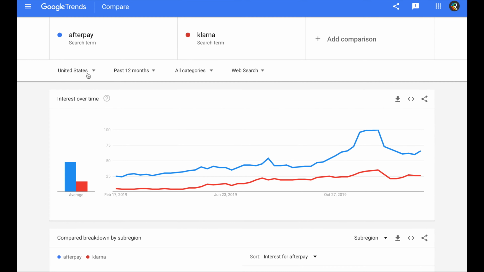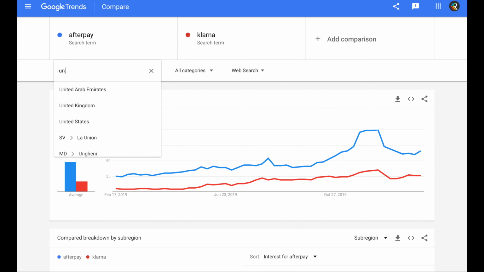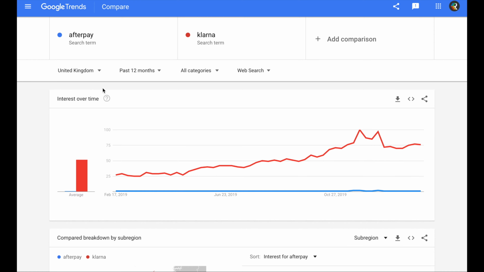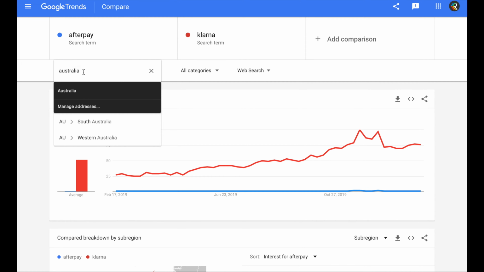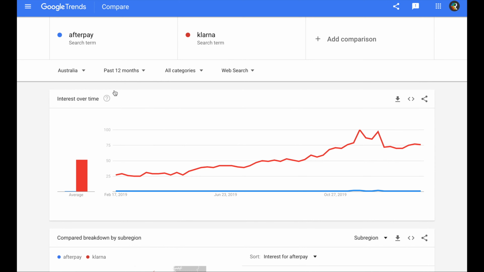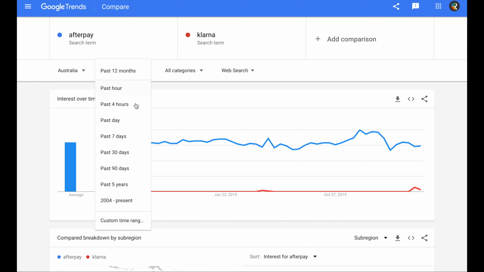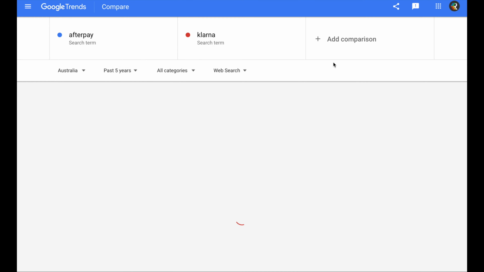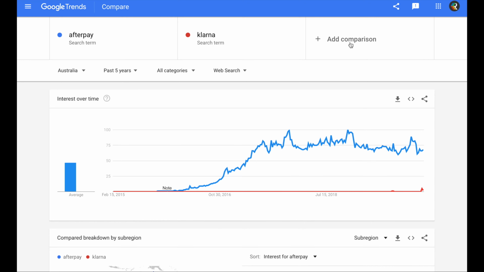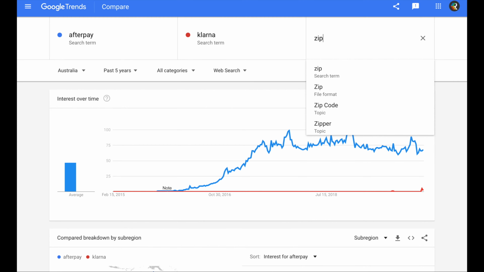So this is in the United States. If we go to the United Kingdom, which is where Klarna is from, and Afterpay has tried to grow recently, you can see that Klarna is far more popular. If we come into Australia, yes, that's what I want. Thank you, predictive text. Over the past 12 months, we can maybe go back a little bit further, five years, and we might compare it to, what's another one? ZipPay.